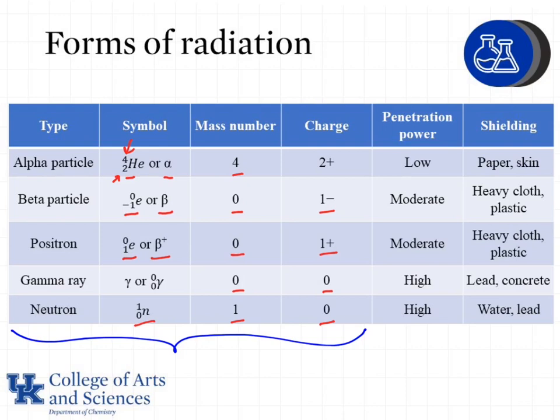Alpha particles have very low penetration power, but when they're in close proximity to something, they can do a lot of damage. Beta and positrons have moderate penetration power and can be stopped with heavy cloth or plastic. Gamma rays and neutrons have very high penetration power and can actually go through lead, concrete, or water.